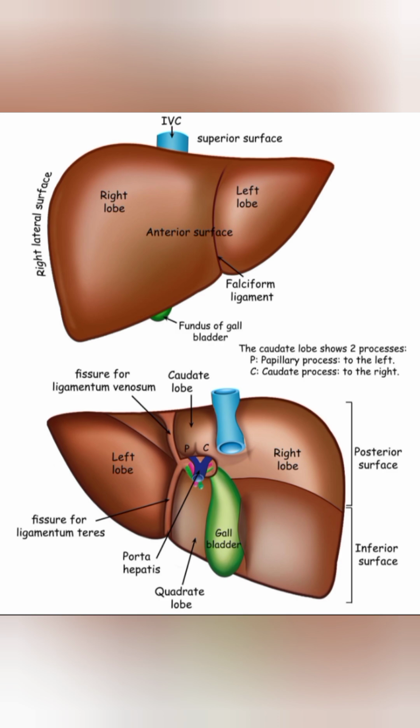First one is the right lobe, which is the largest one and lies on the right side. And the second one is the left lobe, which lies on the left side, and it is the smaller one. They are both divided by the falciform ligament.